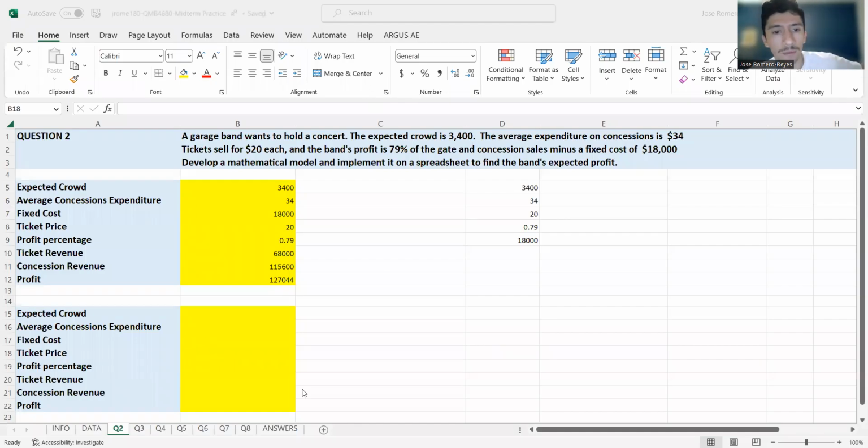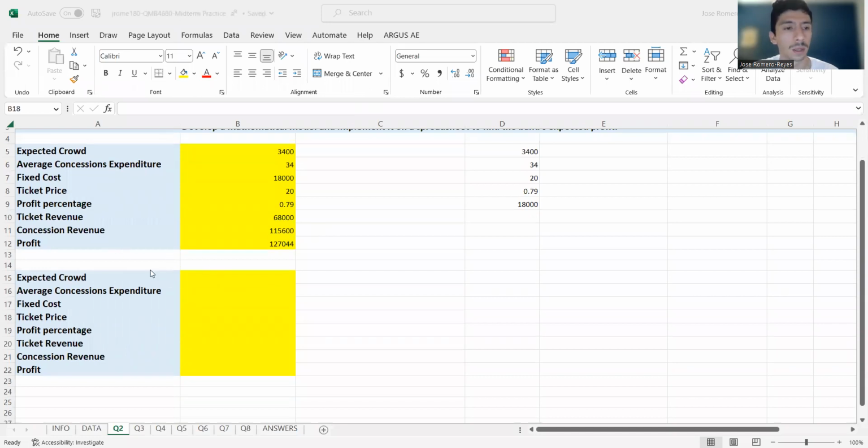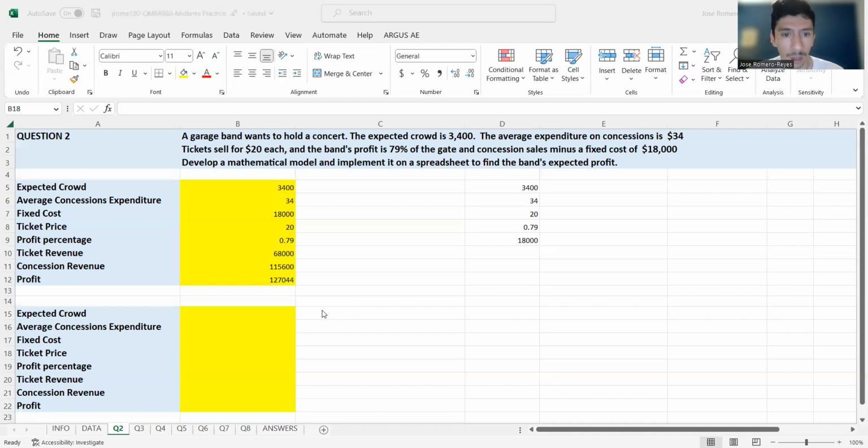Okay. Now for question two. Basically, the first thing we want to do is know what the question is asking. It's basically asking us to develop a mathematical model and implement it on a spreadsheet. So, just like before, we're going to include our finished product here at the top, but we're going to work on it in the beginning as if from scratch, right?